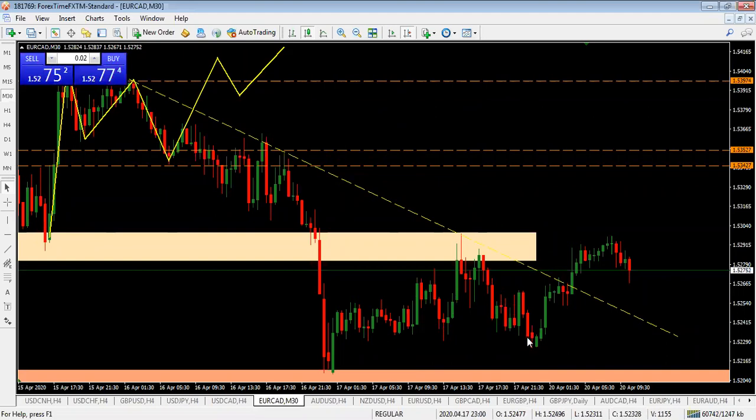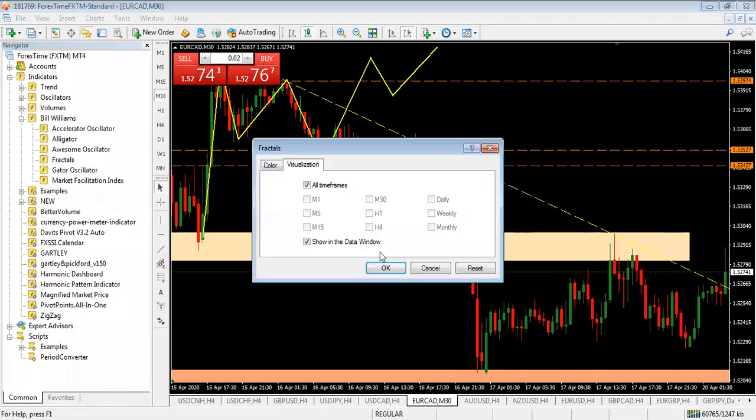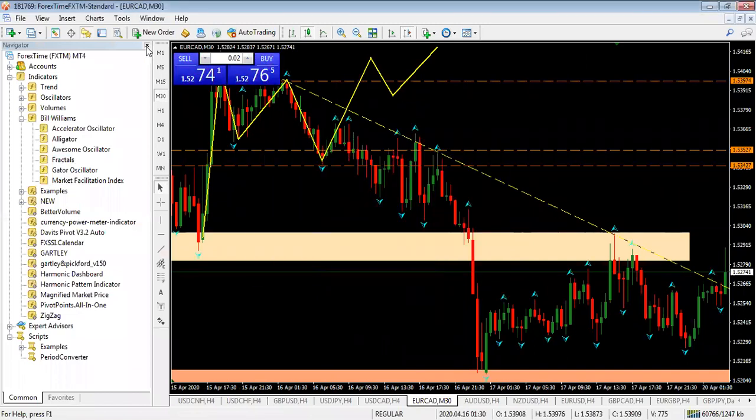And we have this breakout of this trend line at the moment. All right. So we can look for opportunities to be involved. All right. And we have it that this was a high. So if we go right in to add our fractals, all right, we can identify points.